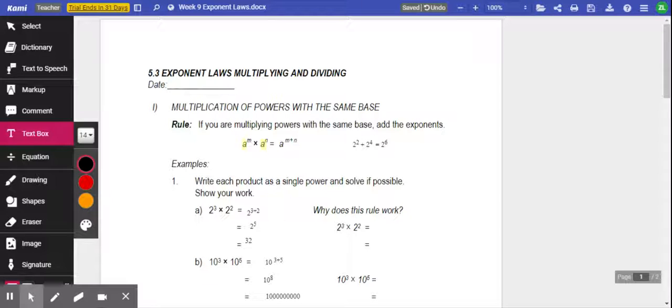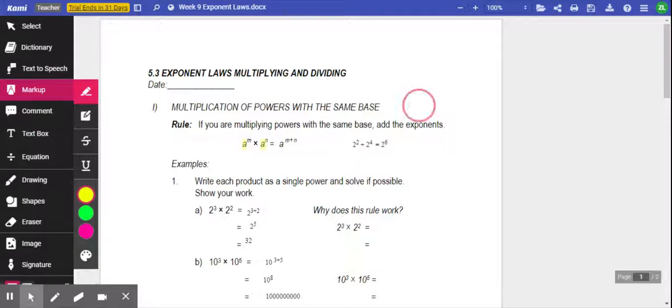Okay, guys, week 9 of distance learning, and this week we're dealing with exponent laws. So in this case, we're doing multiplying and dividing of exponents with the same base. Okay, so the same base is the important part, all right?